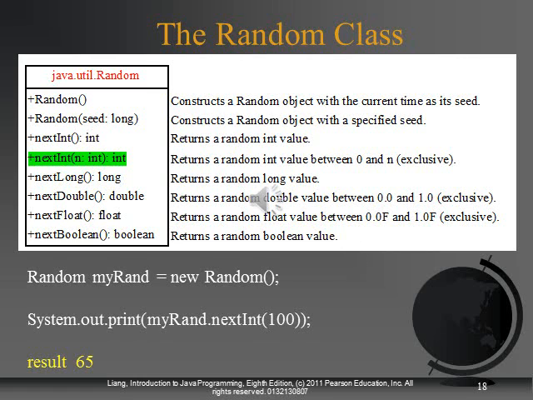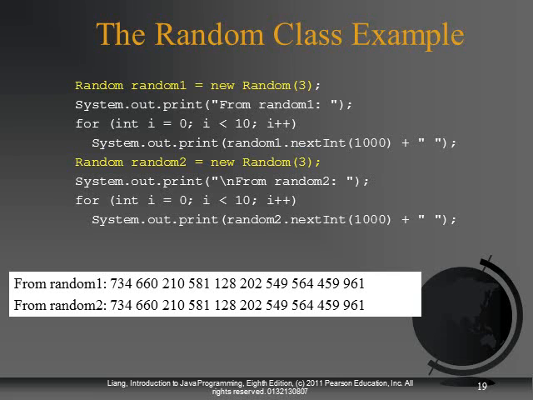Well, note that in this example of using the Random class, I had to create an object of type Random using my random equals new Random. And I would have had to import the java.util.Random class in order to do this.